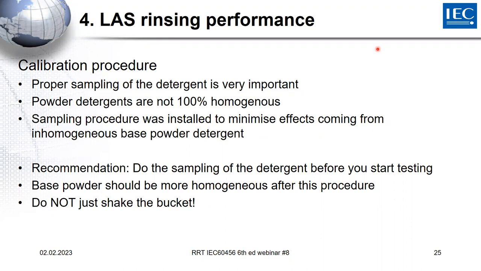The recommendation that we have is to do the sampling of the detergent before you start testing. Most of you should already have received the detergent, and before you start with the actual performance testing, I recommend to do the sampling with the bucket of base powder. Afterwards, you will see that the base powder is actually more homogeneous. This might also be a good effect for the washing itself. I have written in the last sentence on this slide: do not just shake the bucket, because some people think that by just shaking a little bit, you will receive a good homogeneity. I can assure you, you will definitely not get it.